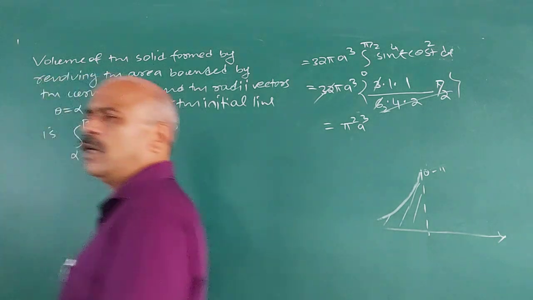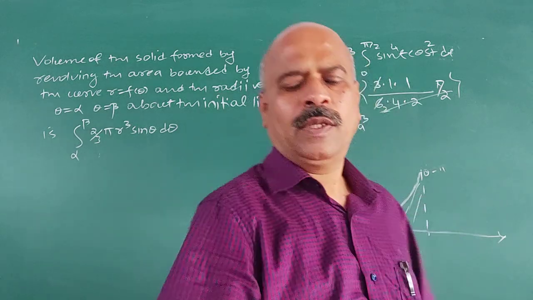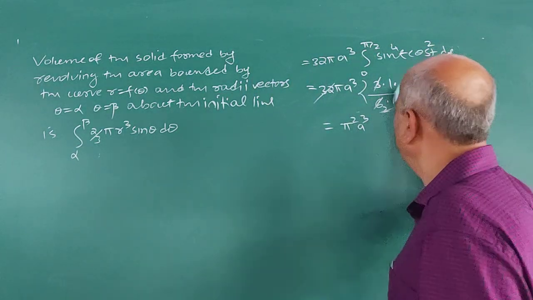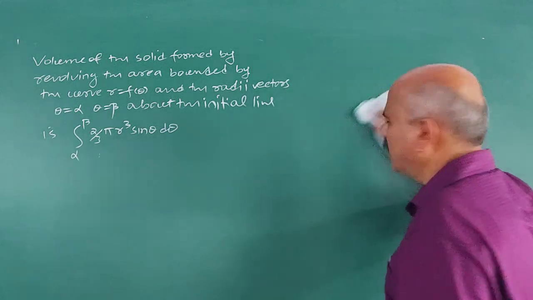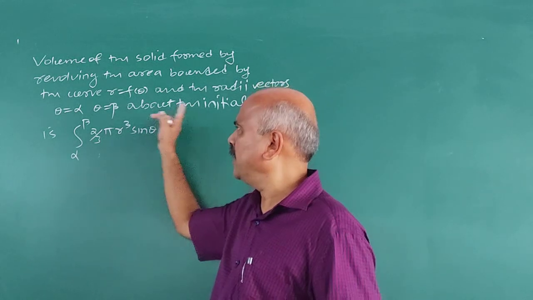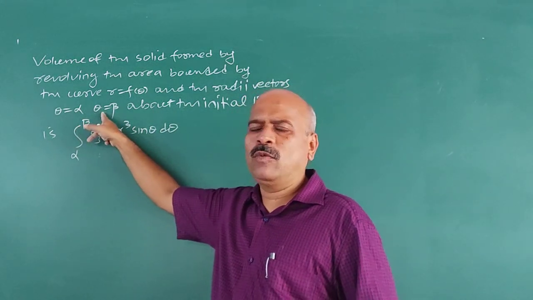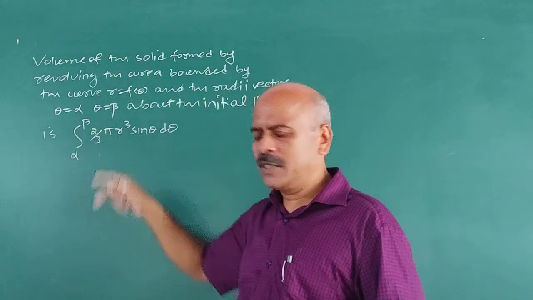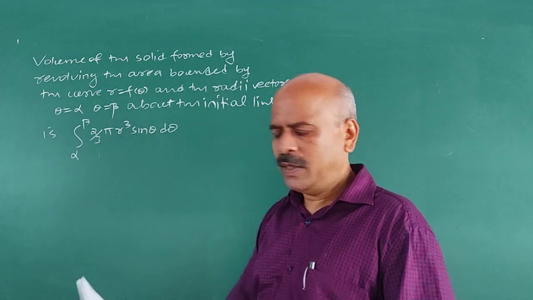See, this is about the initial line. If the area bounded by the curve whose equation is given in polar form is revolved about the initial line, and the lines bounding the vectorial angles are alpha and beta, then this is the formula.